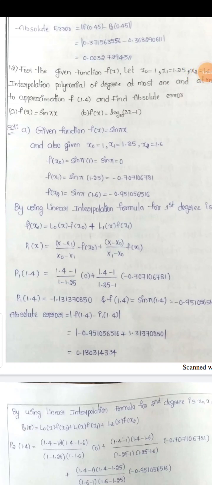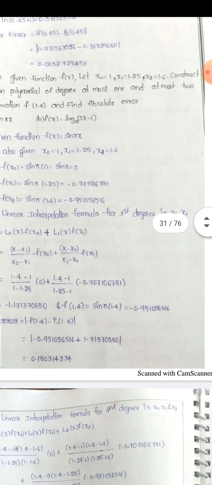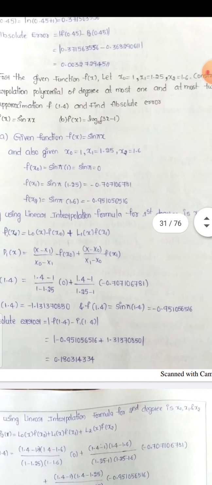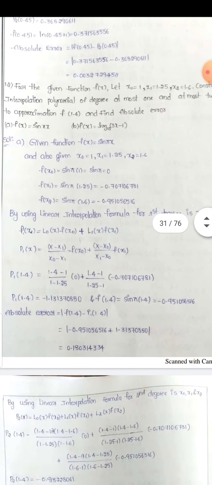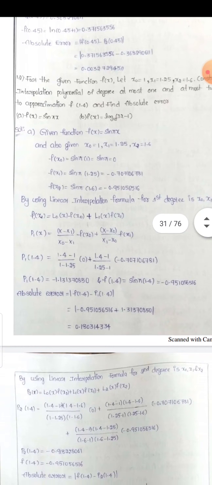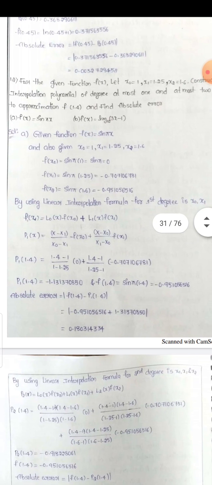Next problem. For the given function f of x, let x naught is equal to 1, x1 is equal to 1.25, comma x2 is equal to 1.6. Construct interpolation polynomial of degree at most 1 and at most 2 to approximate f of 1.4 and find the absolute error. Part a, f of x is equal to sin pi x, part b, f of x equals log 10 of 3x minus 1.